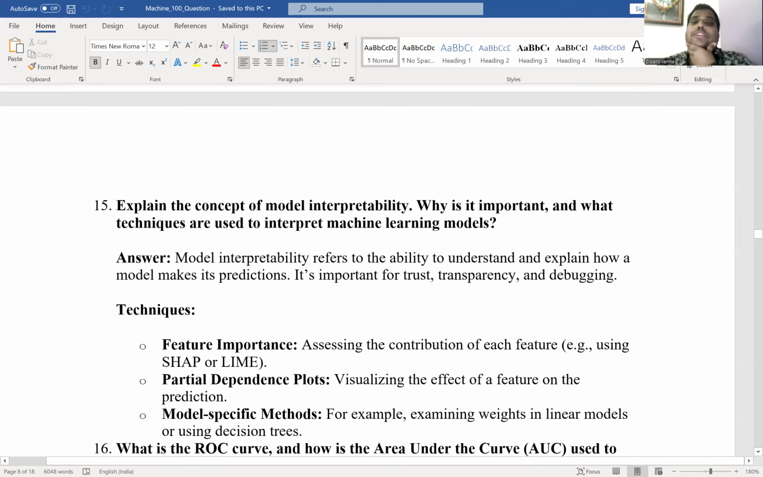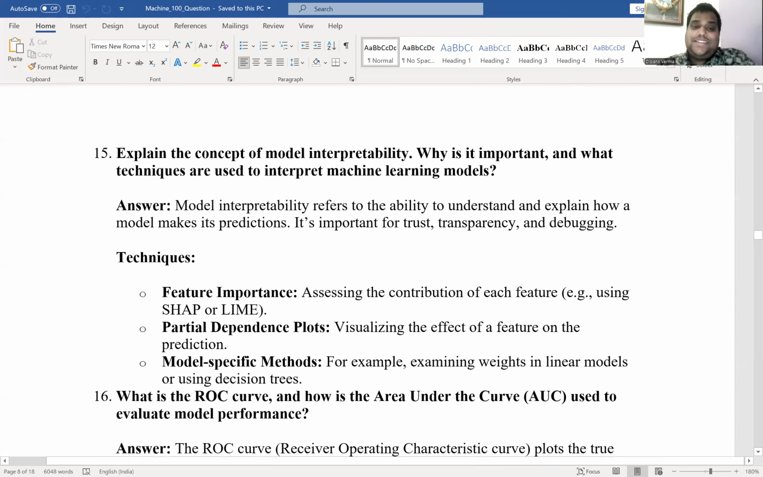In the concept of model interpretability, what is it, why is it important, and what techniques are used for feature importance? You can say assessing the contribution of each feature using SHAP or LIME, and partial dependency plots visualize the effect of a feature on the prediction.